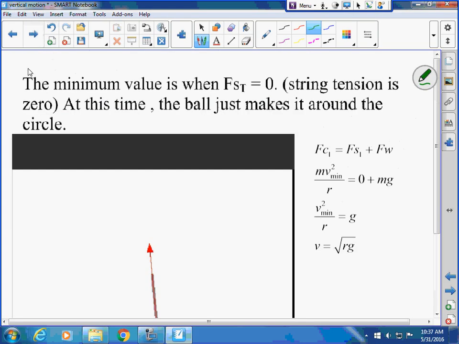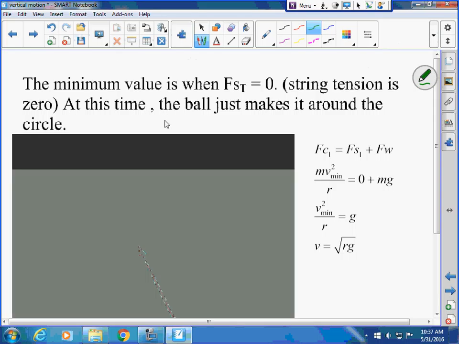Okay. So the minimum value is when the string force is equal to 0. The minimum value is when the string tension is 0. Think about the rubber stopper, I usually have it with me at this point. As it goes around, that string tension decreases. When the string tension is 0, then there's just enough speed for it to maintain. If it's less than 0, then it collapses and there's not enough centripetal force. So when the string tension is 0, the ball just makes it around the circle. So FC at the top, FCT.